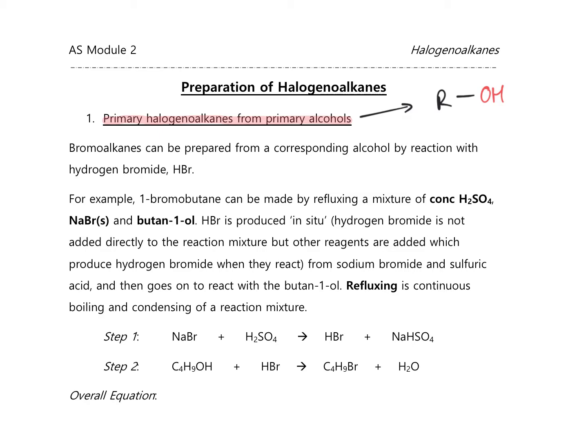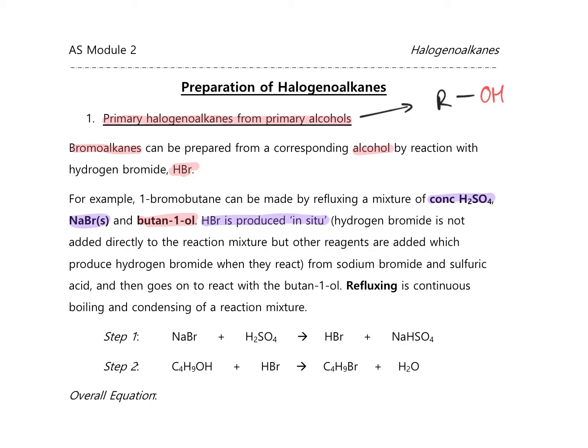So you're told here in your notes that bromoalkanes can be prepared from a corresponding alcohol by reacting it with hydrogen bromide, HBr. And we're going to look in particular at the preparation of 1-bromobutane by reacting butan-1-ol, its corresponding primary alcohol, with a mixture of concentrated sulfuric acid and sodium bromide. Why do we use that mixture? Well, that mixture of concentrated sulfuric acid and sodium bromide produces hydrogen bromide in situ. That's really important. So hydrogen bromide is produced in situ.